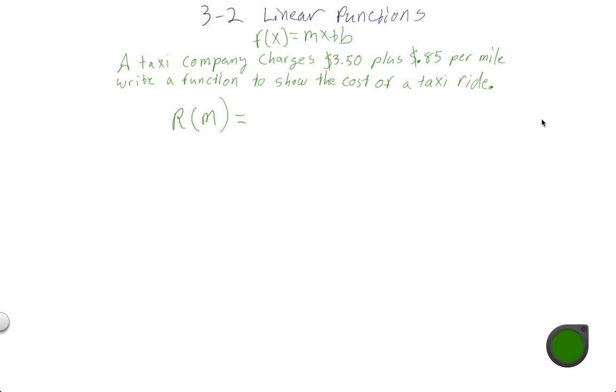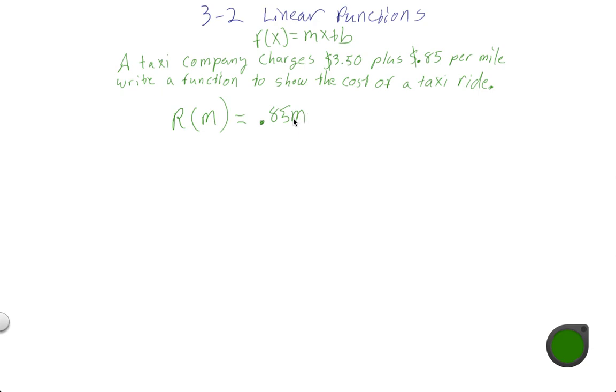Well, what is my rate? My changing rate would be 85 cents per mile. Whenever you have that per something, that's where your variable is going to go. So 85 cents per mile. So your slope is 0.85 m. Probably shouldn't use m since that stands for slope, but we are for this one.